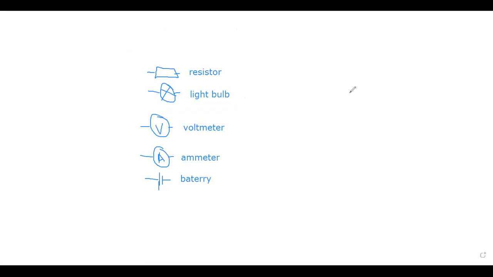So when something is connected in series, that just means that when the wire goes there, it's basically on the same piece of wire. So this is in series, and then we have a parallel connection, which is going to be something along the lines of this.